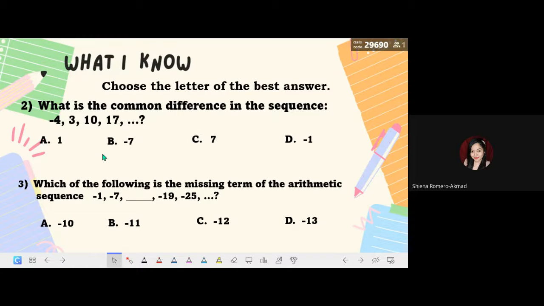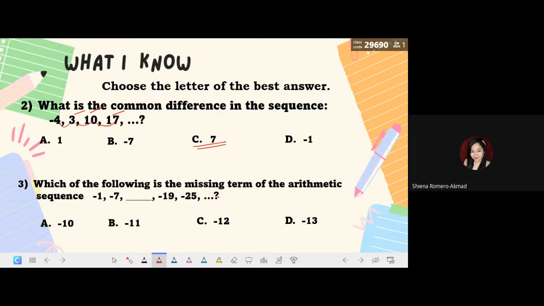C po. Letter C. So, if you add positive 7 to negative 4, it will give you 3. Positive 7 plus positive 7 will give you 10. Plus positive 7, it will give you positive 17. Correct. How about for number 3?